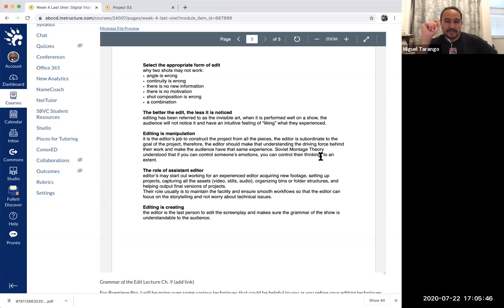We did talk a little bit about Soviet montage theory. We talked about at least some of their points, and I did mention some of their other ones as well. As an overview, Soviet montage theory emphasized the fact that you can control people's emotions through editing. And if you control their emotions, you control their thinking to an extent, because people will always side with their emotional feeling over rational thinking. That's just the way it is.